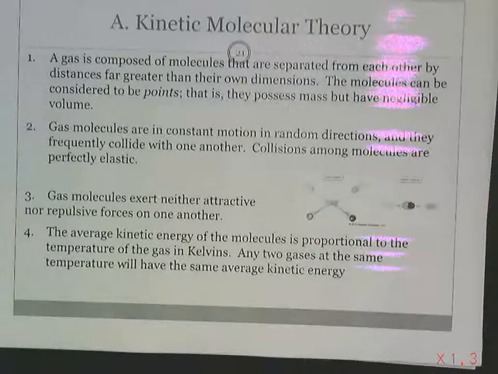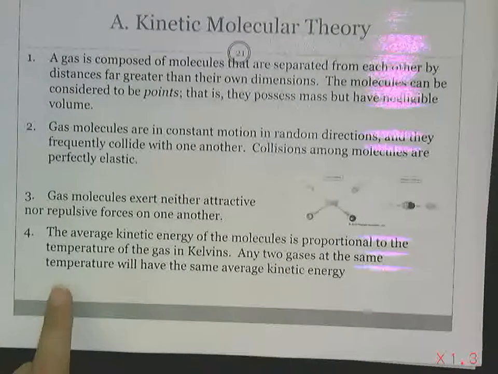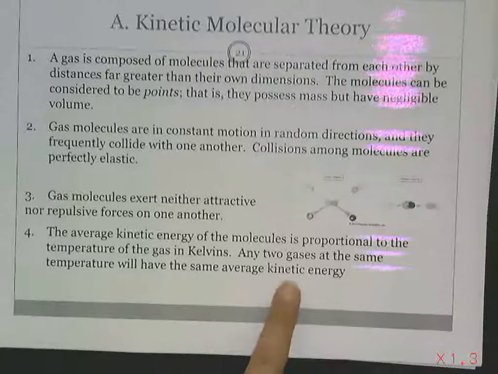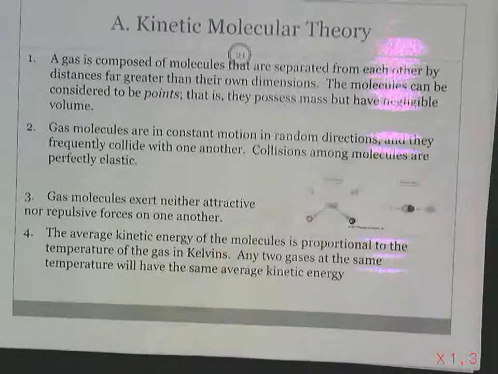Gas molecules don't attract each other, nor do they repulse each other. They just would prefer not to be near each other. Which then means we can say that the average kinetic energy is proportional to the temperature. So as the temperature of your gas gets hotter, they have more kinetic energy, they zip around more. If you cool it off, they lose their kinetic energy and they don't move around as much. And if I have two gases at the same temperature, we assume them to have the same kinetic energy because they don't have very much volume and their collisions are completely elastic.